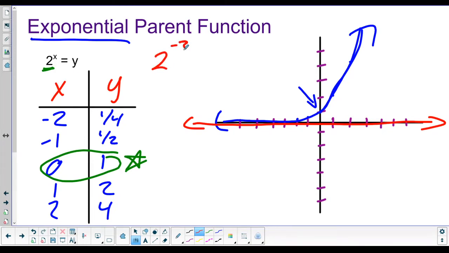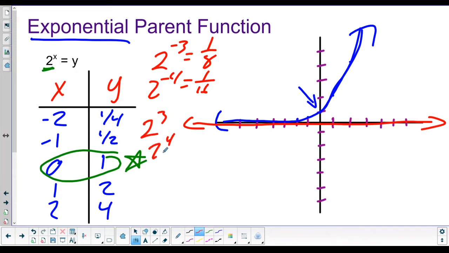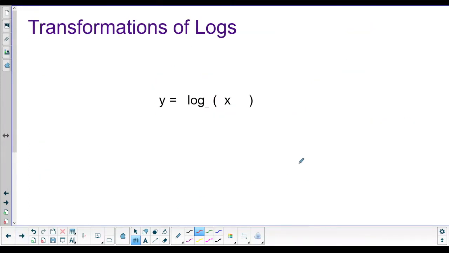This would be 2 to the -3rd is 1/8. 2 to the -4th would be 1/16, and so on. So our y value is going to keep getting smaller and smaller and smaller, but never quite reach 0. Meanwhile, if we go in the positive direction, as this exponent increases, 2 to the 3rd, 2 to the 4th, 2 to the 5th, our y values just continue to get bigger and bigger and bigger. All right, so there's the general outline of what they look like. Now let's go talk about our transformations.